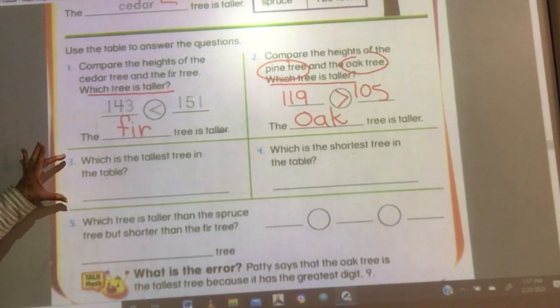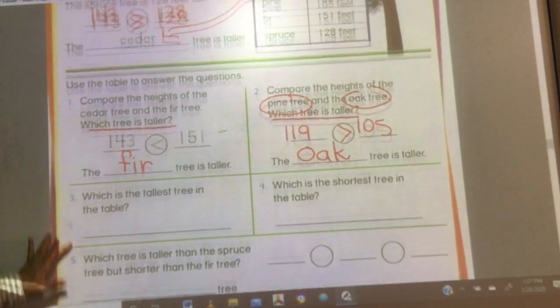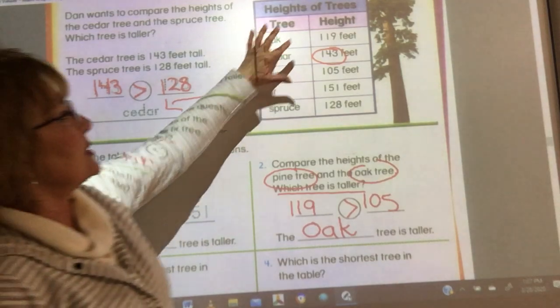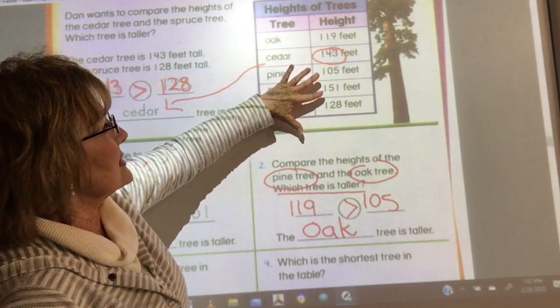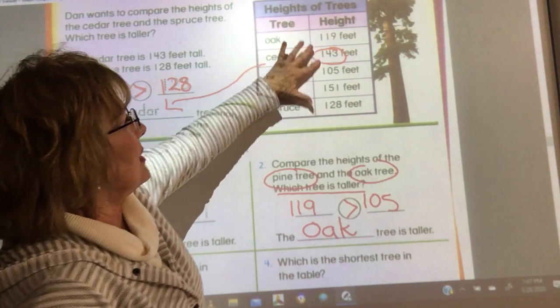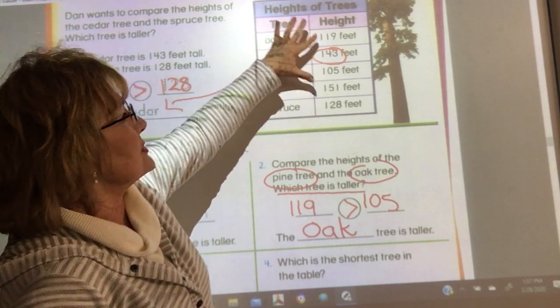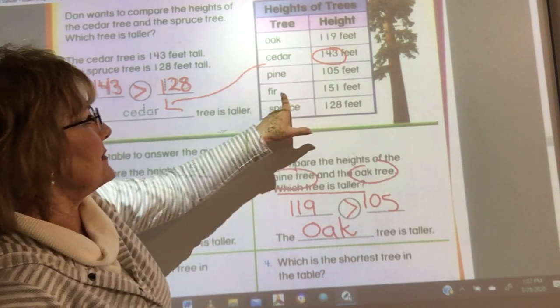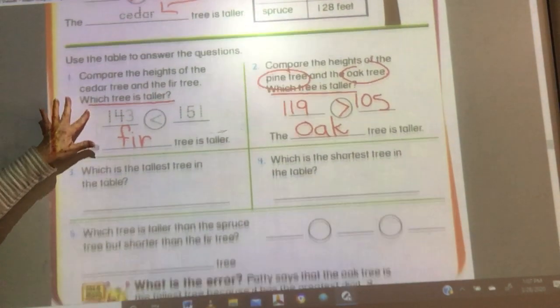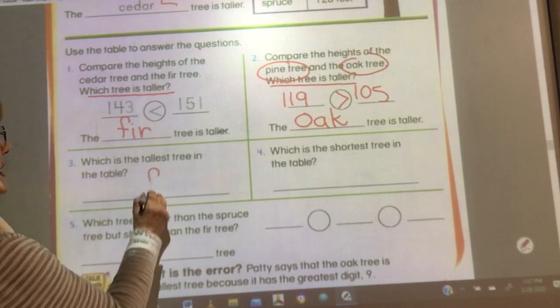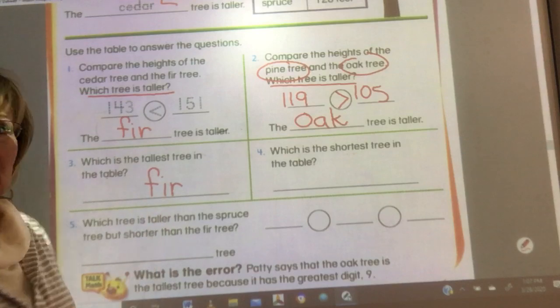And then they're going to ask you, what is the tallest tree on the entire table? Which one of these numbers is the greatest? They all are one in the hundreds. 1, 4, 0, 5, 2. Which number is greatest? 5. Answer, fir. Good. So you'll write fir here again.